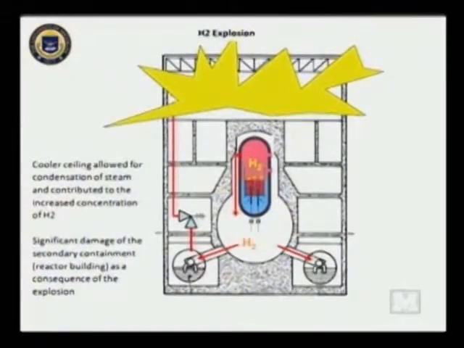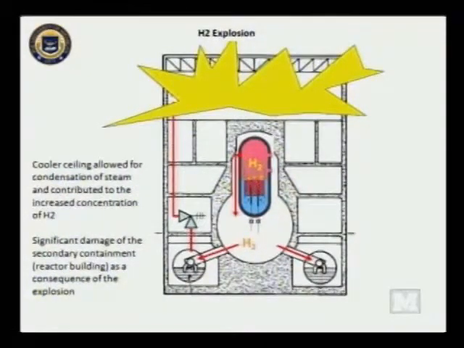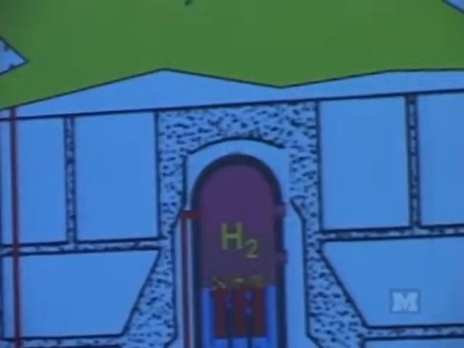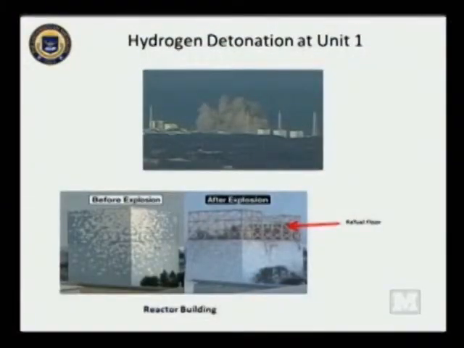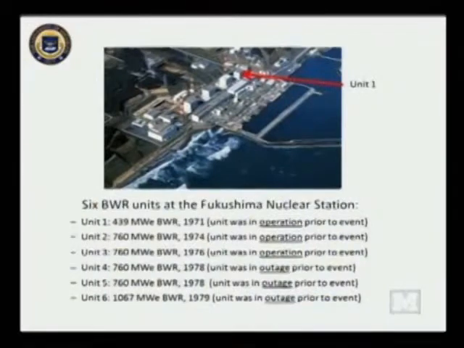Once we're up there, the cooler sealing allows for the condensation of the steam, and that contributed to the concentration of hydrogen that made the conditions possible for the hydrogen explosion, and of course the significant damage of the secondary containment. We've seen these pictures a lot on television, the before and the after. So this is a hydrogen explosion. The big concern is that we're seeing that the spent fuel pit also had a hydrogen explosion. The spent fuel pit is exposed to the secondary containment, so the buildup of hydrogen there has led, in Unit 4, to the exposure of the fuel.